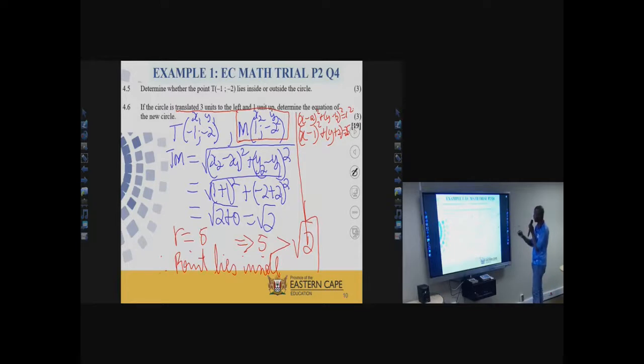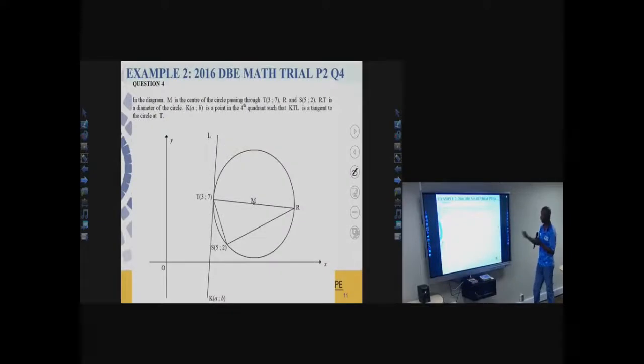But the most important thing here is that they say this thing is translated 3 units to the left and 1 unit up. When you translate something to the left, you add. When you translate something to the right, you subtract. In this type of equation. So which means now you will be having a situation where I hope I still have a space. Okay, I will write it here because I just need a space. We're having x minus 1 all squared plus y plus 2 all squared is equal to 25.